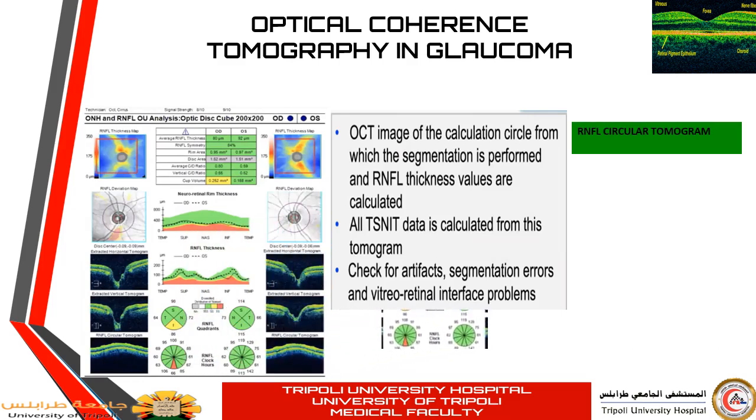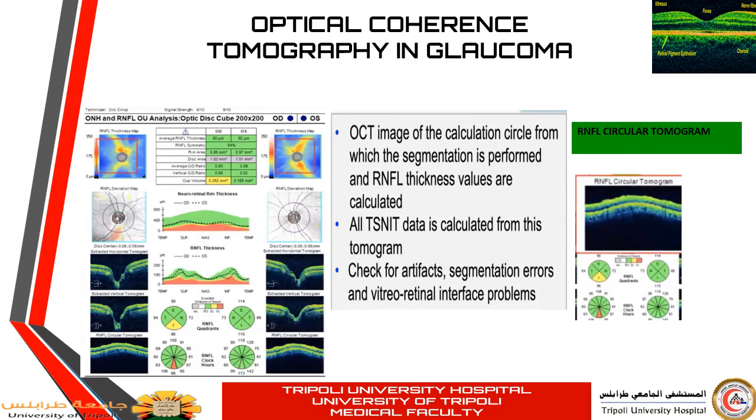As I mentioned, the other part of the map is the lower part. This is the segmentation or the circular tomogram. It's called the circular tomogram. This map is very important to know whether your segmentation is normal or not, meaning whether you have taken the image exactly in the good place or not. So before you interpret, you have to look at your segmentation, because if your segmentation is poor, you have to repeat your image again.